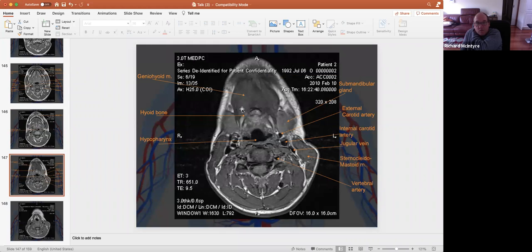Geniohyoid muscle, we've talked about. Actually, no, we talked about the genioglossus muscle. So the geniohyoid muscle goes from the chin to the hyoid bone, which is here. Submandibular gland, vessels, arteries, hypopharynx. So we're down at the bottom of the oropharynx.